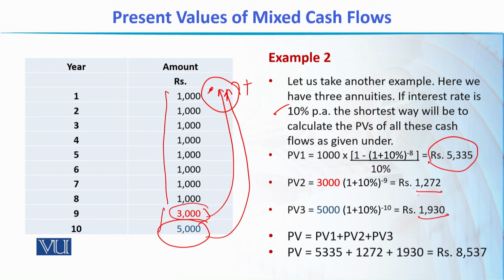8,537. So these two examples must have given you an idea of how different these mixed cash flows can be and how we have to handle each different type of mixed cash flow in order to calculate their present values.